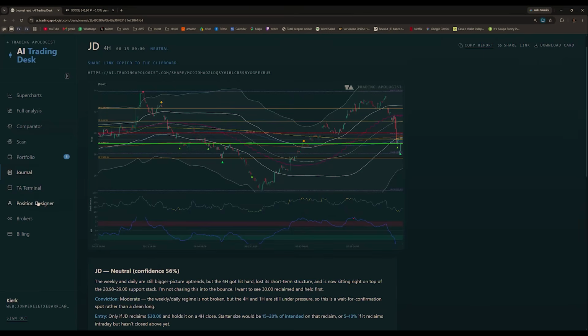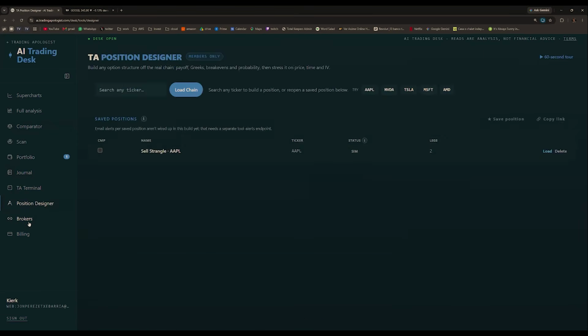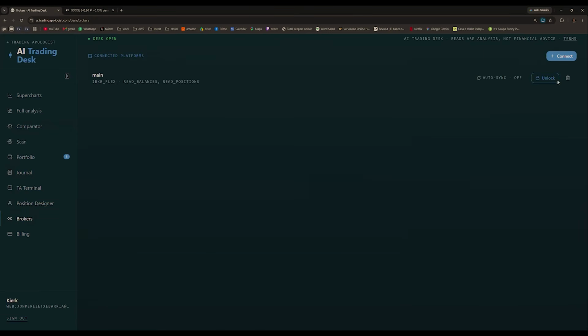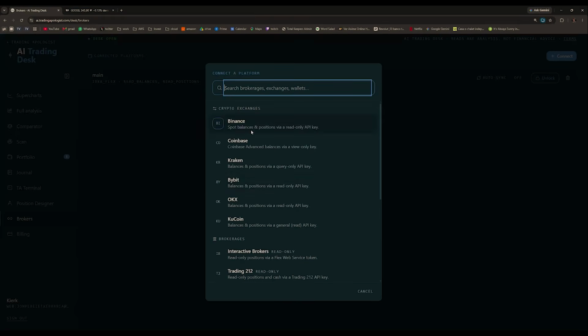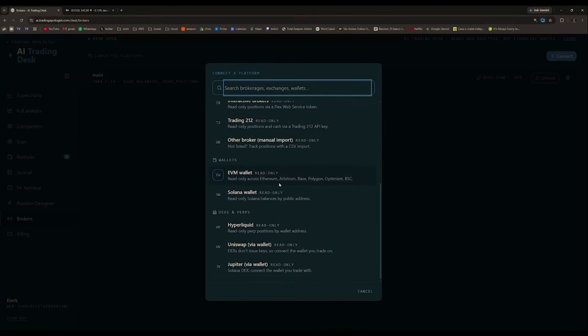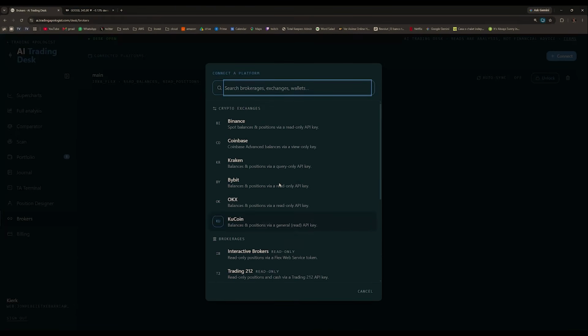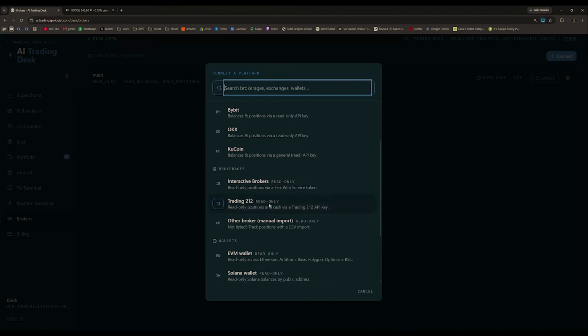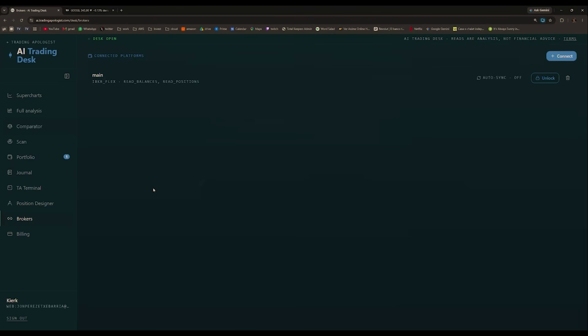But yeah, TA terminal, decision designer, we've gone over. This is for broker connections. Some of them are accepted. These are the ones that we have access to. We don't get access to the ones that we cannot do direct connection, right? Which for brokerage is Interactive Brokers and Trading 212. No, you can.